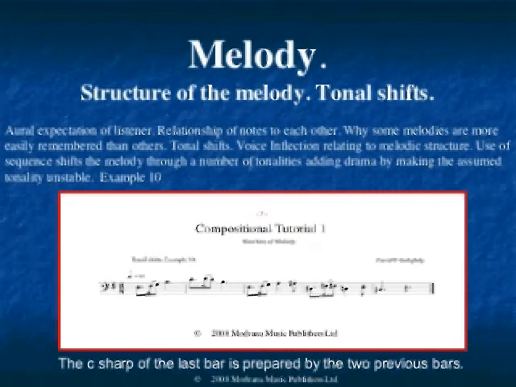Structure of melody, tonal shifts. Use of sequence shifts the melody through a number of tonalities, adding drama by making the assumed tonality unstable. The C sharp of the last bar is prepared by the two previous bars. Example 10.